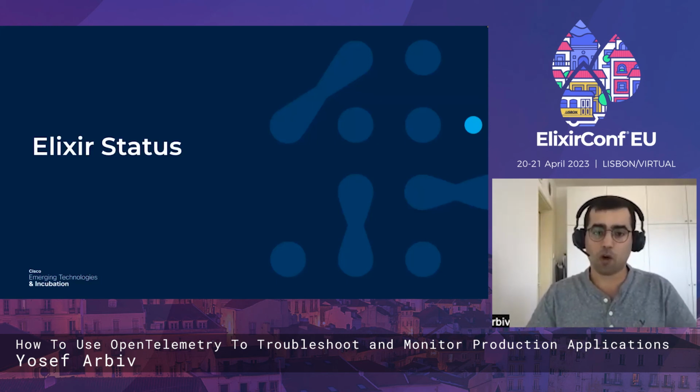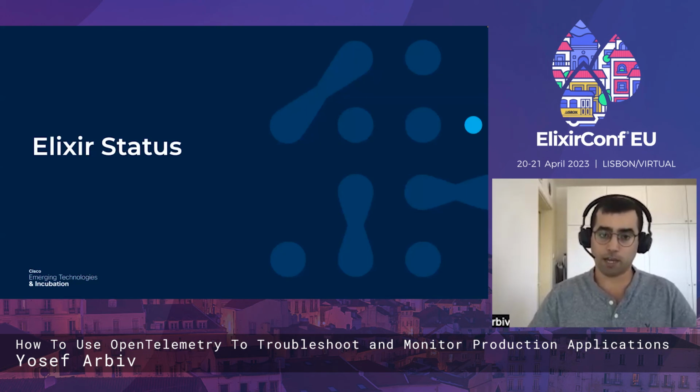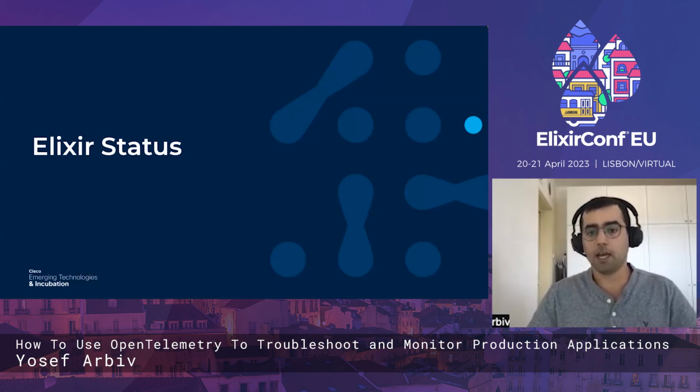So officially in Elixir, the traces API is stable, and we have a lot of automatic instrumentations for a lot of popular frameworks in Elixir. The metrics and logs APIs are experimental, but I can tell you that the metrics API is very close to being stable, so they are fairly stable, and you can use them to create metrics.